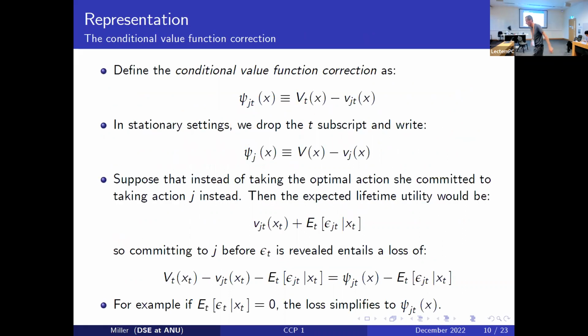Capital V is the expected value of my lifetime utility before I see my epsilons, but knowing that I'm going to behave optimally all the way through life. Yes. And everyone was type 1 extreme.